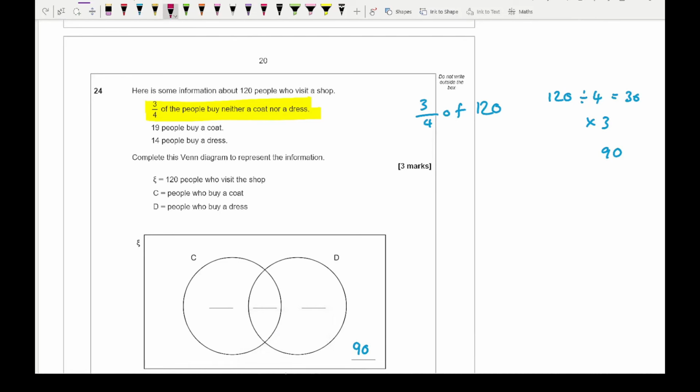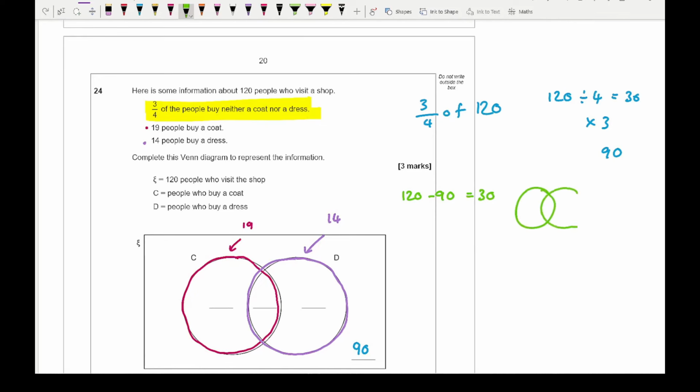Now from the other bit of information, I know that in terms of the coat, all of this is 19, and from the dress section, all of this is going to be 14. Now all of those two sections combined together is going to be 120 minus 90, which is 30. So the numbers inside the Venn diagram need to add up to 30.